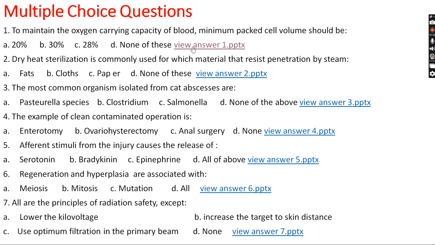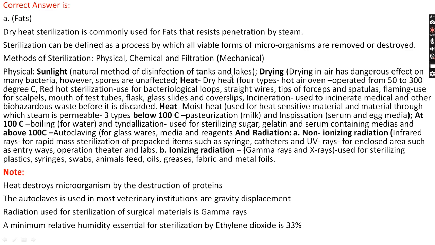Okay. Question number 2. Dry heat sterilization is commonly used for which material that resists penetration by steam? Option A, fat; option B, cloth; option C, paper; option D, none of these. The right answer is option A, that is fat. Dry heat sterilization is commonly used for fat, which resists penetration by steam.